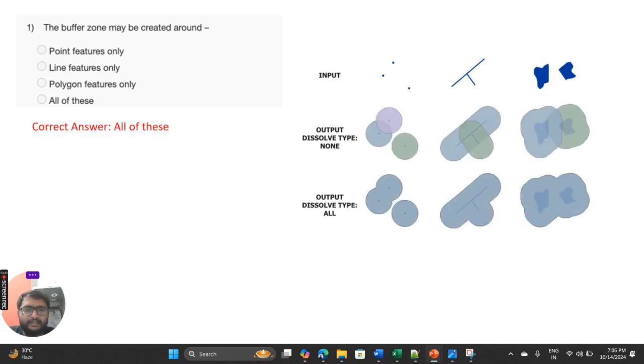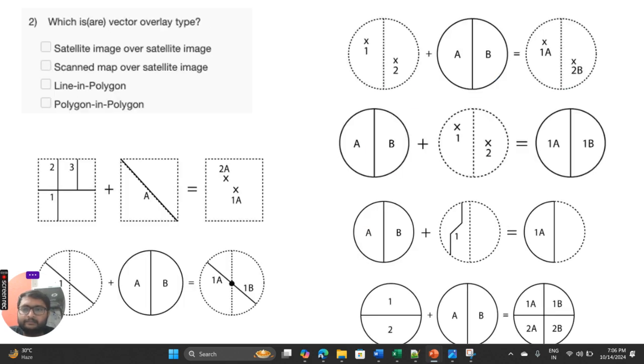We can create buffers around a point, line, or polygon, and we can dissolve them, so if two buffers we are creating are nearby, it will merge them together. Then the second question is on which is the vector overlay type, combining two different vector data sets. From the name only, we can cancel out a few options from the given four.